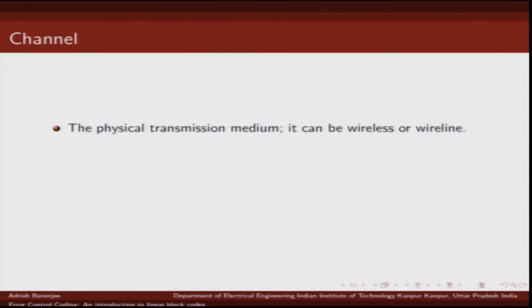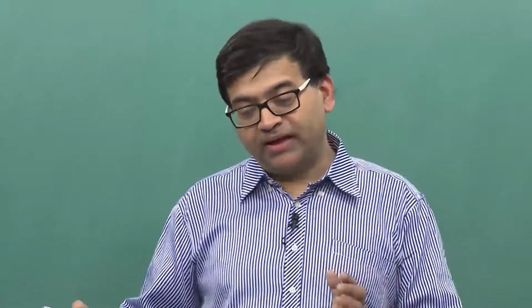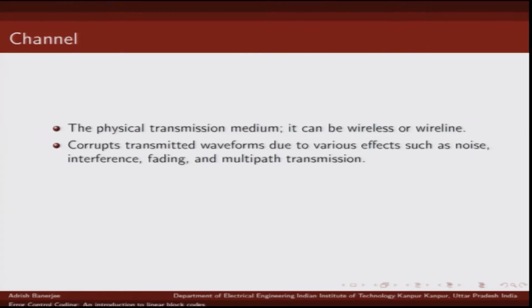The next block in our block diagram was the channel. What was the channel? The channel was essentially our transmission medium over which we were sending our coded bits. The physical transmission medium is known as the channel, and this could be a wired medium, for example our old-fashioned phones, or it could be a wireless medium.